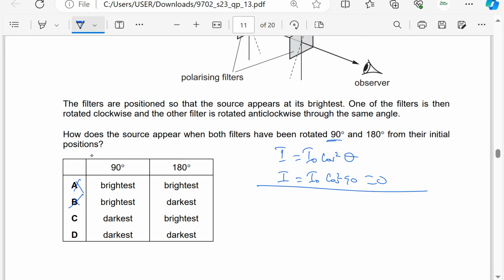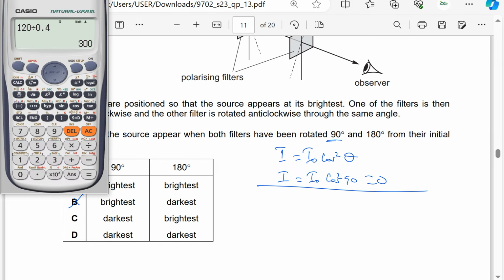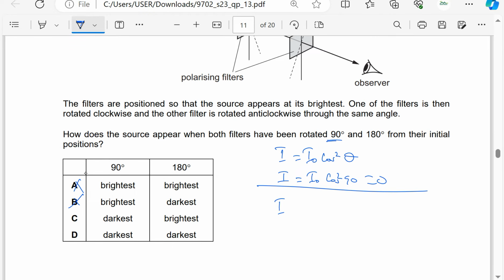Then if they have been rotated through 180 degrees, we can check cos of 180, which is negative 1, and squared, it is 1. So I is going to be equal to I naught cos squared of 180, and this will be equal to I naught. So the transmitted intensity is the same as the incident intensity. So darkest and brightest. So the answer is going to be C.